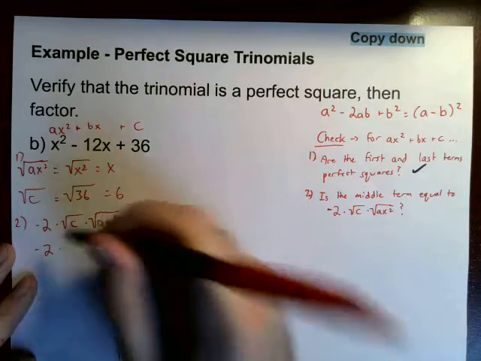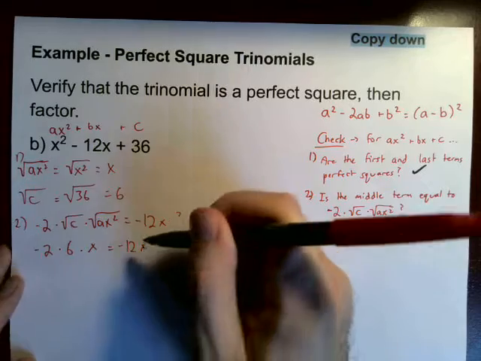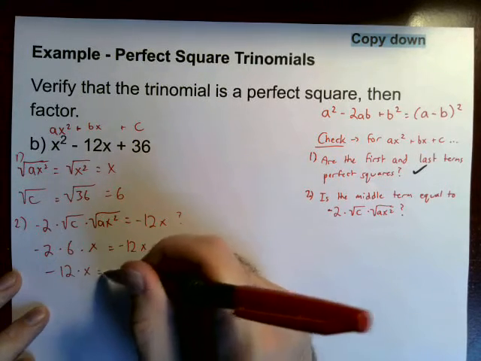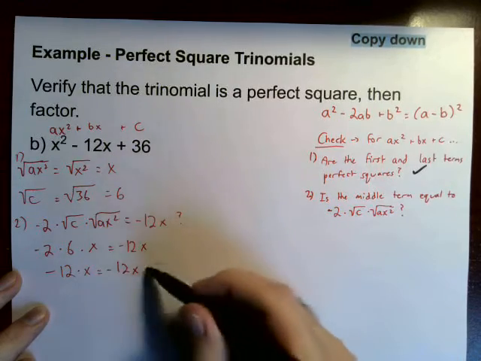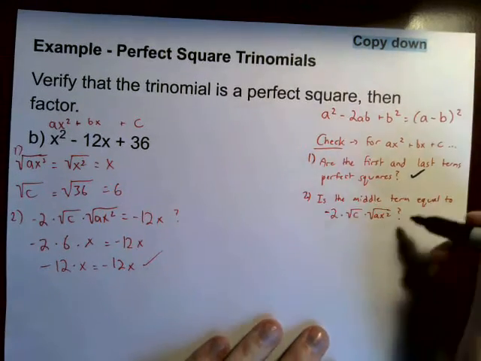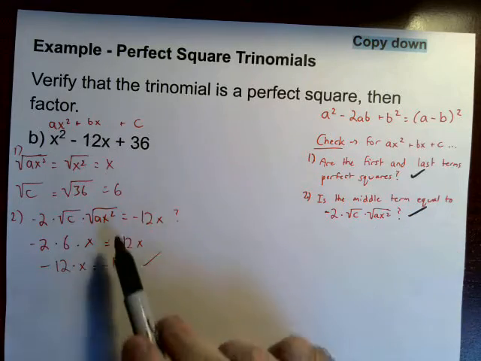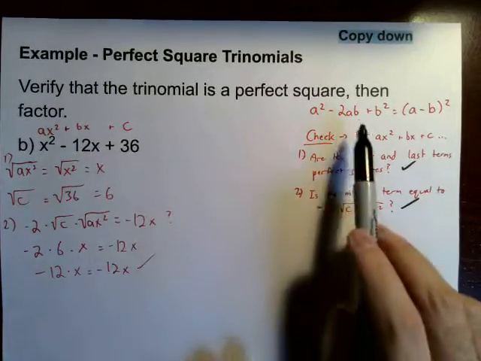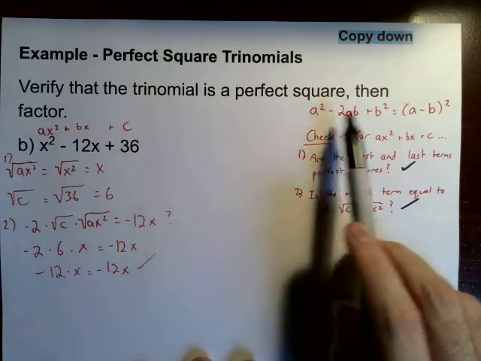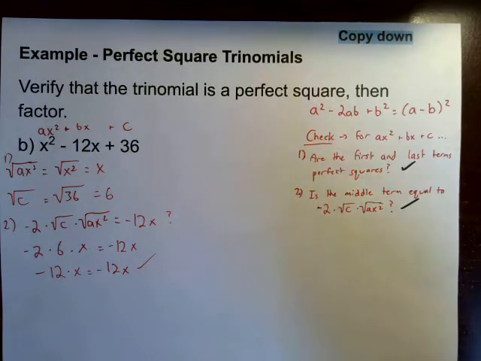So negative 2 times 6 times x, does it equal negative 12x? Negative 2 times 6 is negative 12 times x. So negative 12x equals negative 12x. So we're good with that too. We have proven that the middle term is equal to this. So now we have some proof that this perfect square trinomial is actually a perfect square and would fit this pattern of a squared minus 2ab plus b squared.